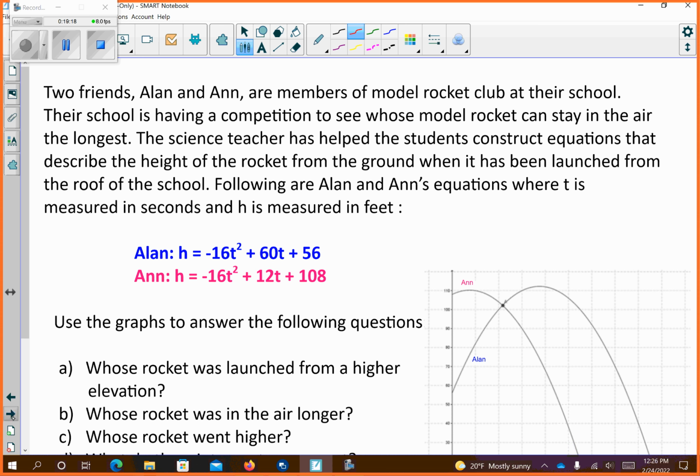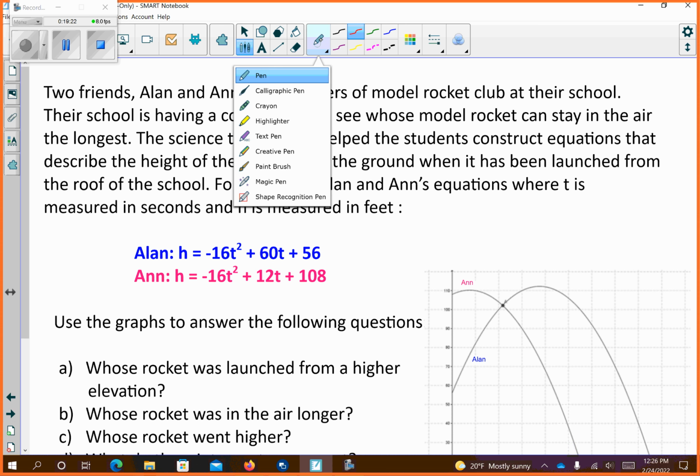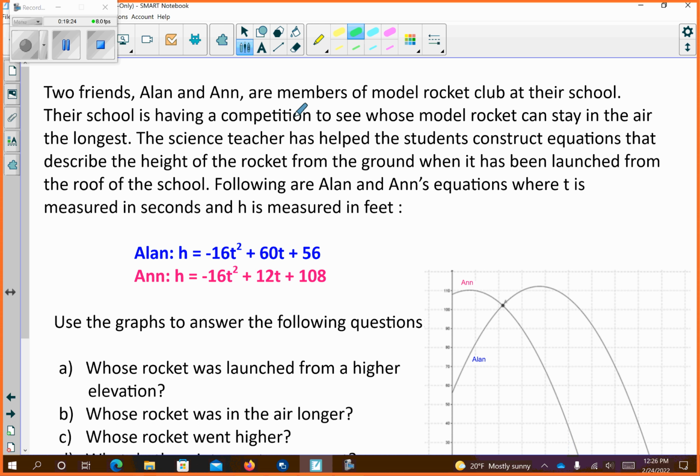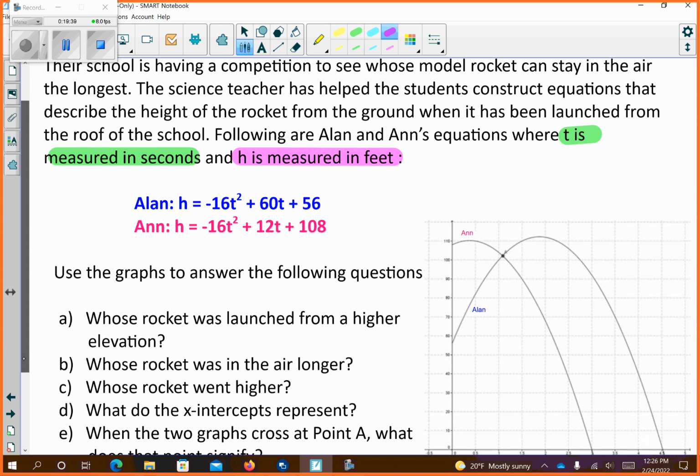So that's kind of an important part to know about this question. This is page 86 at the bottom. T is measured in seconds, and H is measured in feet. Okay, so let's look at our graph here.